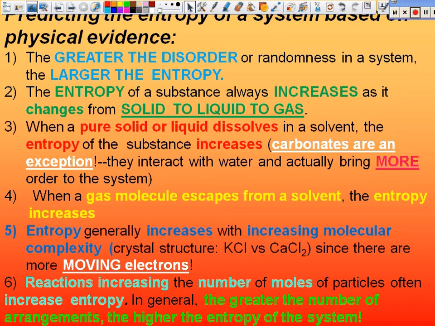So, number one, the greater the disorder, the greater the entropy. You already know that. So, the more chaos you have going on, the higher the delta S value. The entropy increases as things change from solids to liquids to gas. You already know that. Number three, when a pure solid or liquid dissolves in a solvent.